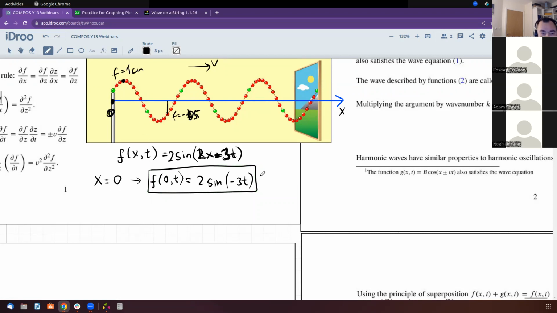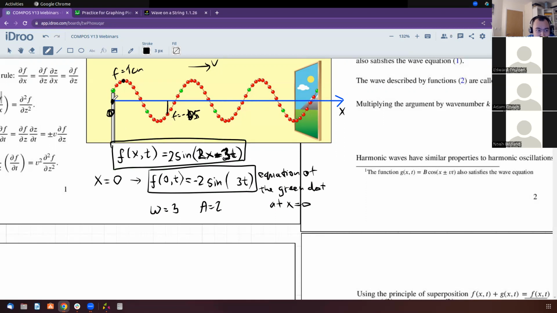So this is the equation of the green dot at x equals 0, and it's oscillating. We can say that omega is 3 here, obviously, and we can take the minus out. Amplitude is 2. How much sense does this make? So this is a wave function. I put x equals 0, and it gives me the equation of the point, the green dot, with coordinate x equals 0. Does this make sense? On a scale of 0 to 10, please.